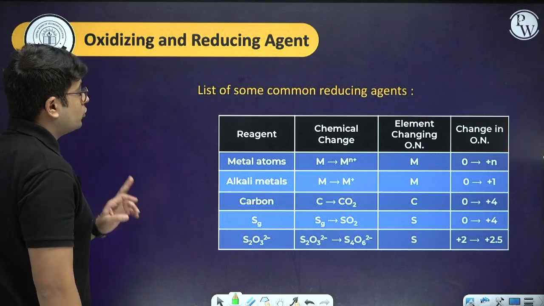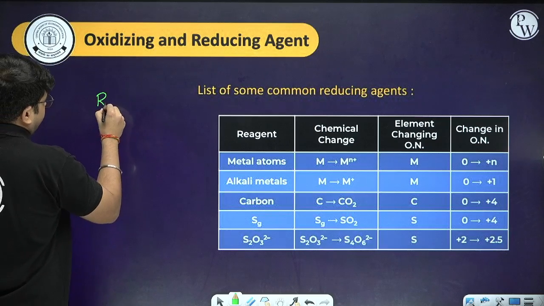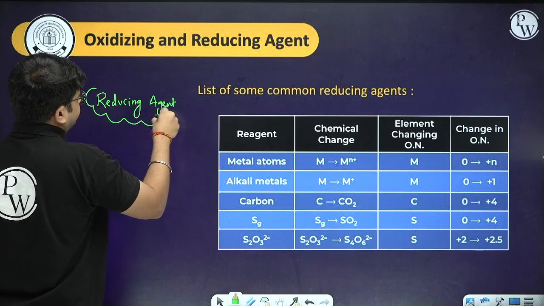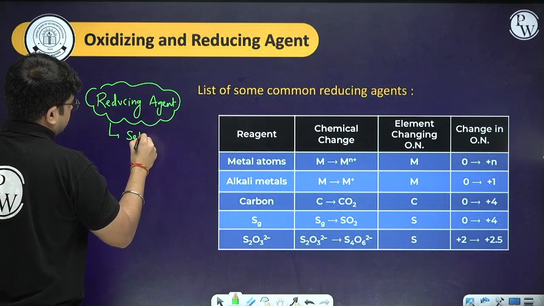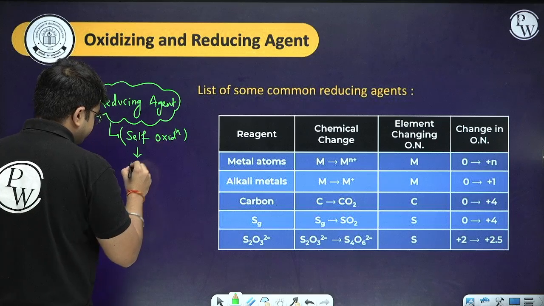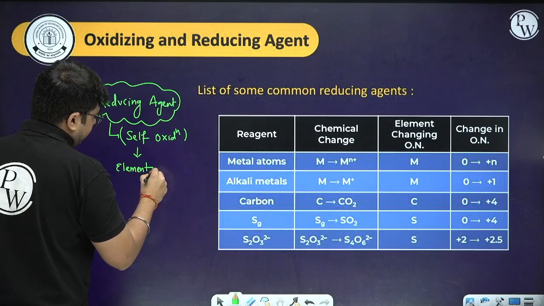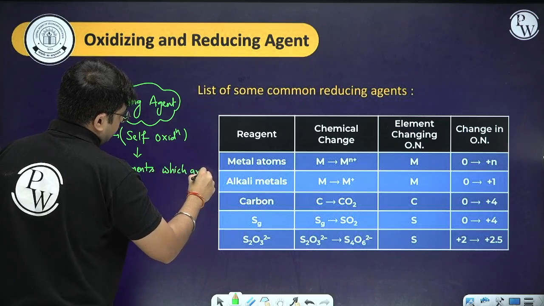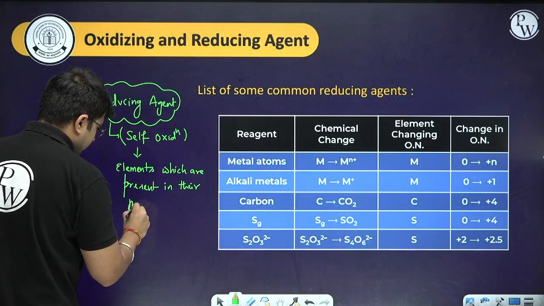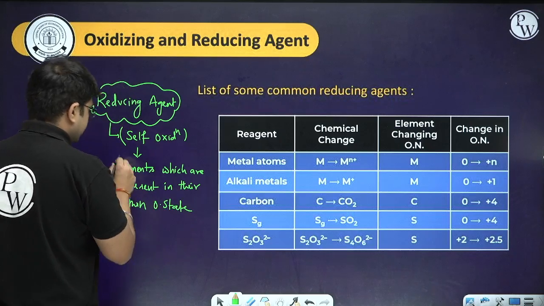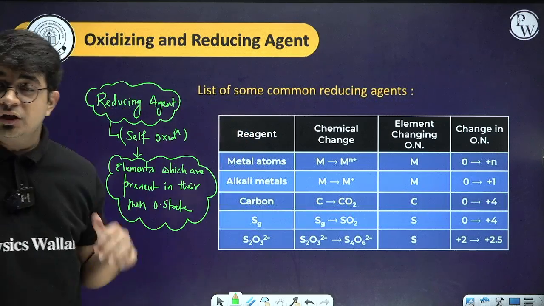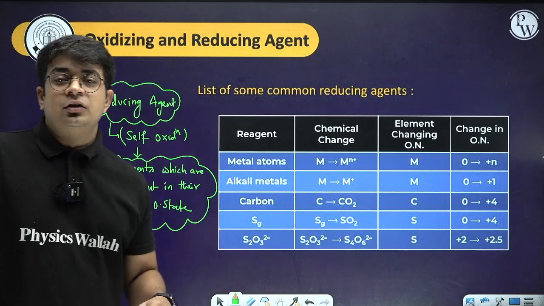In the same way, the next part is related to the reducing agent. Always remember, the idea is very simple: we are talking about a process which involves self-oxidation. It means they cannot reduce themselves further. So basically, all the elements present in their minimum oxidation state, in a given compound, cannot go further beyond that particular value. So they cannot reduce themselves further. They have to oxidize themselves. That is basically a reducing agent.